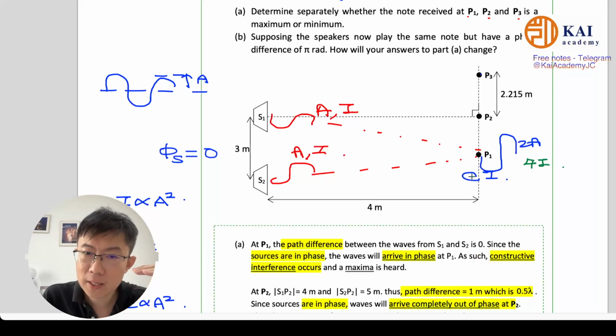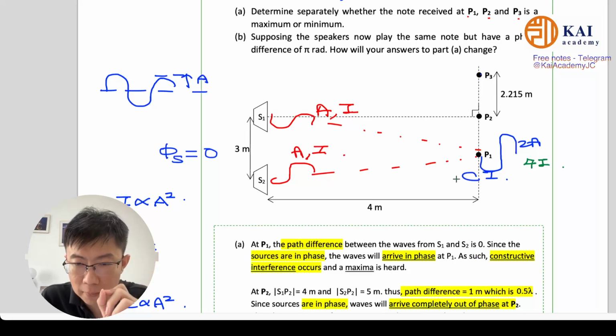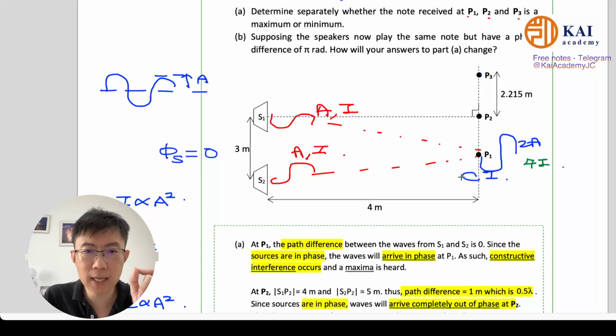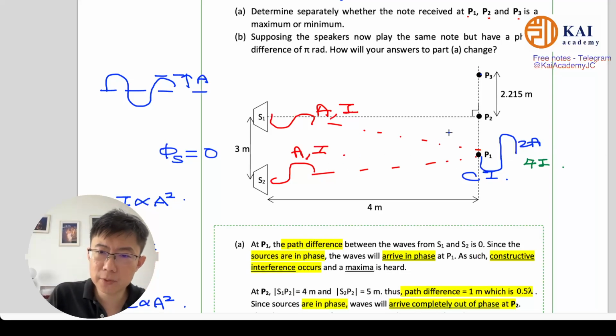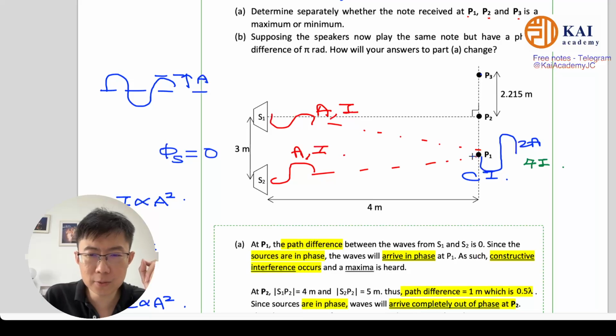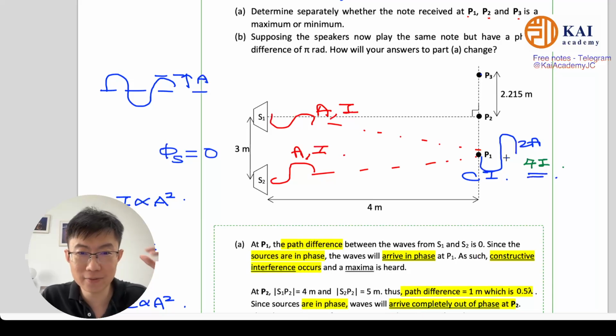Please remember this. It is always the amplitude or the displacement that you do a vector sum of. You never do a scalar sum of the energy or the intensity. Now some students might ask, but there is also this law called the conservation of energy. So if I have an intensity of I, another intensity of I from each speaker, and they travel towards P1, and suddenly I get 4I, then wouldn't we have just created energy out of nowhere?